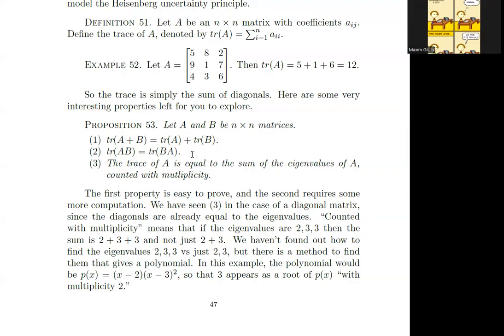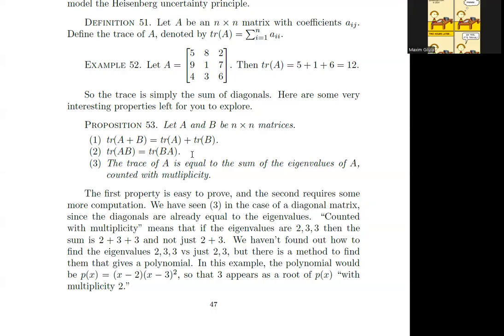We talked about eigenvalues a little bit last time, and the trace of A is equal to the sum of the eigenvalues of A counted with multiplicity. So the first property is easy to prove, and the second one requires some work. We've seen it in the case of a diagonal matrix, since diagonals are equal to eigenvalues in a diagonal matrix.